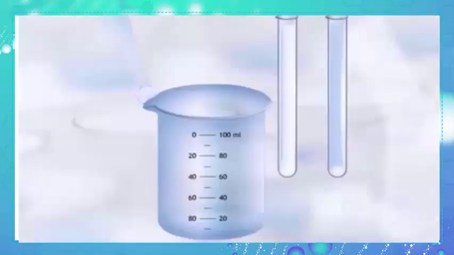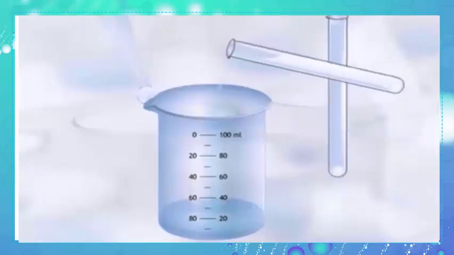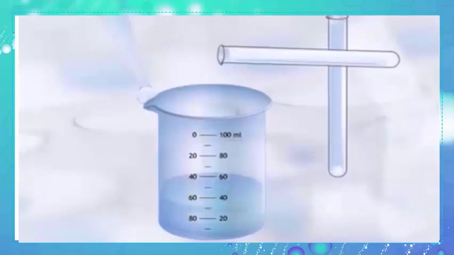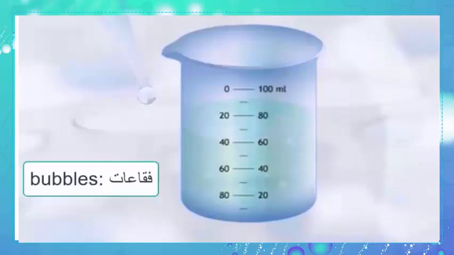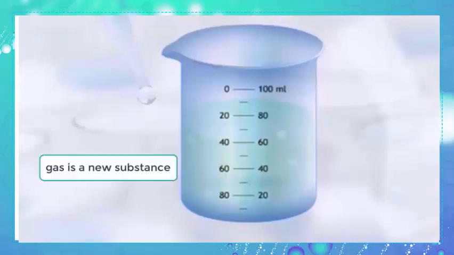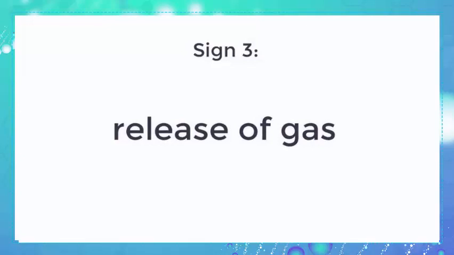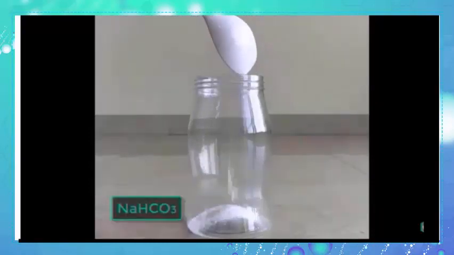In this time also, I want you to see what will happen in this beaker. We add reactant 1, and then we add reactant 2. As you can see, there are bubbles formed in this beaker. What do we mean by bubbles? Bubbles means presence of gas, which is a new substance. So, the third sign of a chemical reaction is release of gas. Let's see this reaction that releases gas.